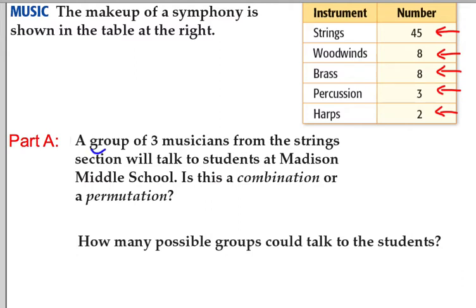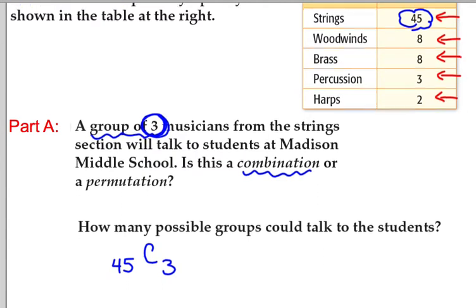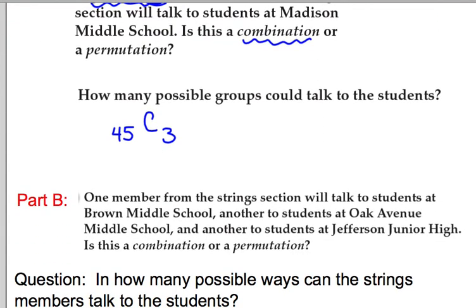So think about a group. We don't care about the order. So this is a combination. How many possible groups could talk to the students? So we're going to go ahead and figure out this problem. There are 45 strings. So there's our 45 combination, and we're choosing 3 student groups. So now we're going to go ahead and use our formula.